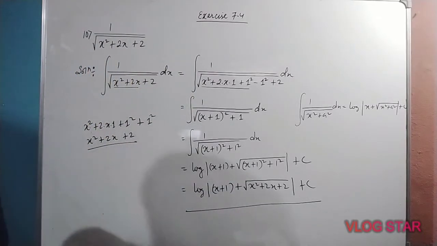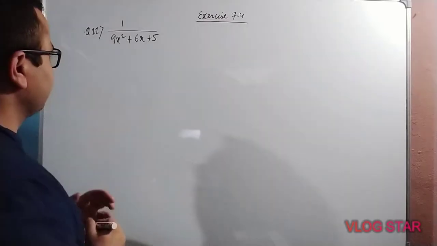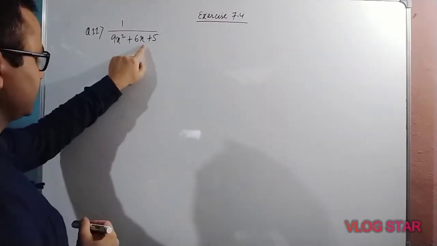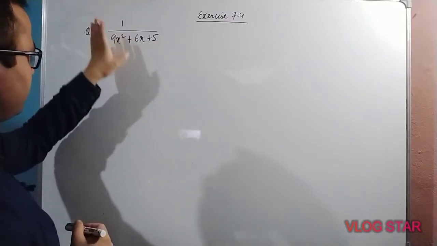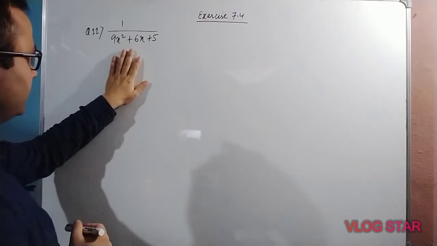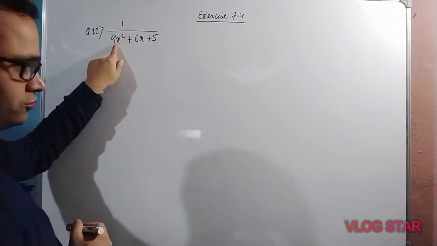Now next is question number 11. Question number 11 is 1 by root under 9x square plus 6x plus 5. Now before going to apply completing the square, first we have to remove the coefficient of x square.